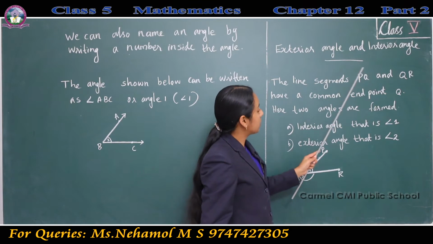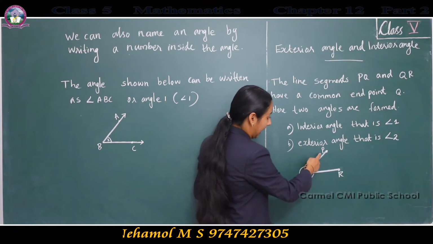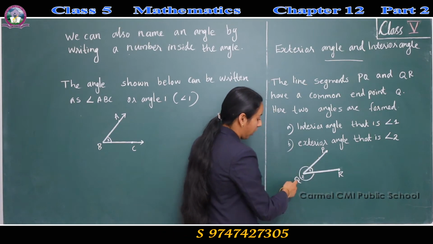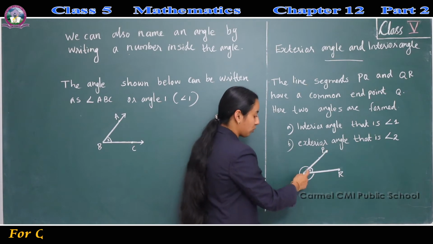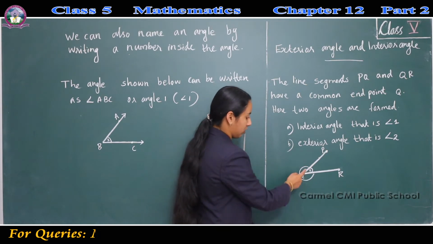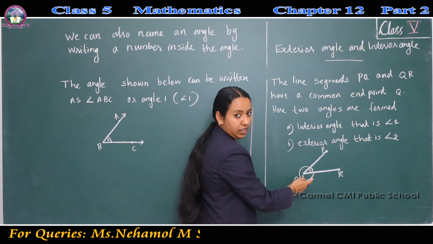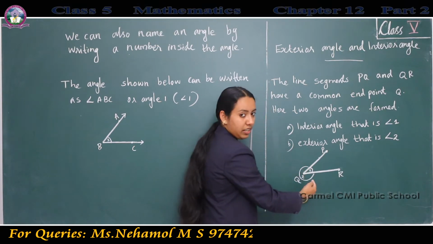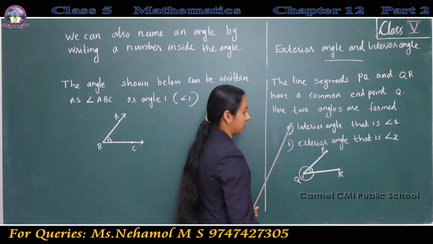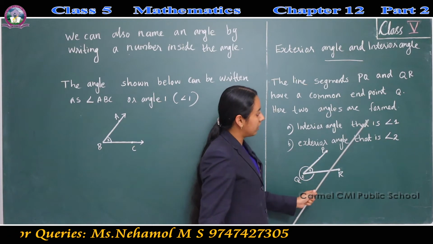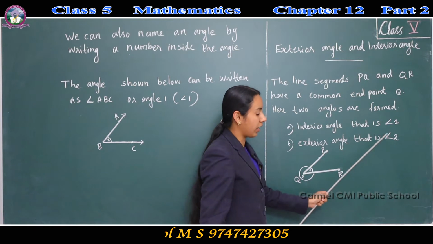Then next point, exterior angle and interior angle. The line segments PQ and QR have a common endpoint Q, so they form an angle. Then two angles are there. First one is the interior angle and second one the exterior angle. Interior angle is inside, exterior angle is outside. Interior angle, that is angle 1. Exterior angle, that is angle 2.